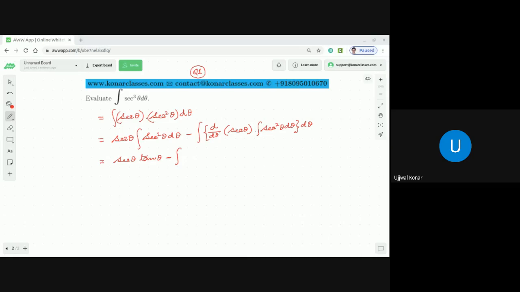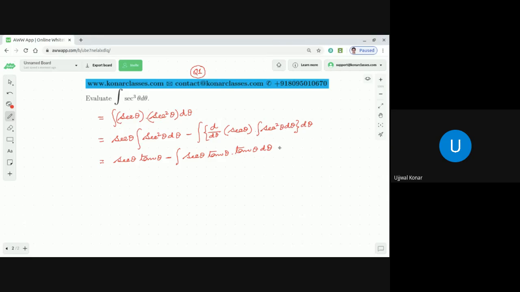What is d by d theta of sec theta? Who can say d by d theta of sec theta? So d by d theta of sec theta is sec theta tan theta. Correct. Say this thing now. So it is sec theta, integration of sec theta tan theta, into integration of sec square theta, which is what? Tan theta. d theta, correct or not?